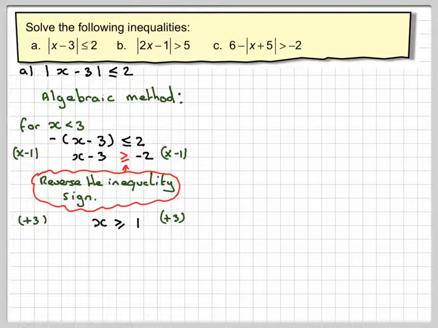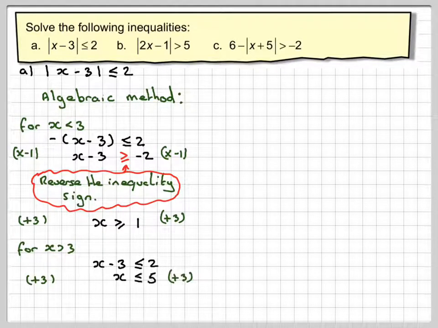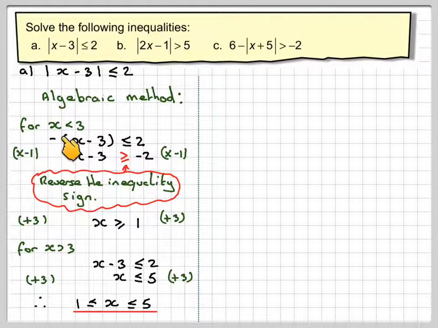Then we do it for x greater than 3. For x greater than 3, this just behaves as x minus 3 is less than or equal to 2. If we add 3 to both sides, we have that x is less than or equal to 5. And then x has to be bigger than or equal to 1, but less than or equal to 5, is the answer. Now we can see perhaps why we do this when we draw the graph.